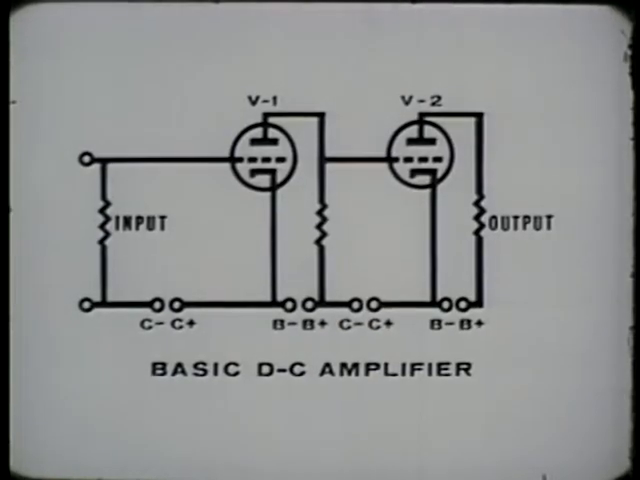The last method we will discuss is direct coupling. A direct coupled amplifier, DC amplifier, is a vacuum tube circuit whose coupling network consists of resistive elements and direct connections. The chief difference between this method and RC coupling is the direct connection between the plate of V1 and the grid of V2, which eliminates the coupling capacitor used in RC coupling.